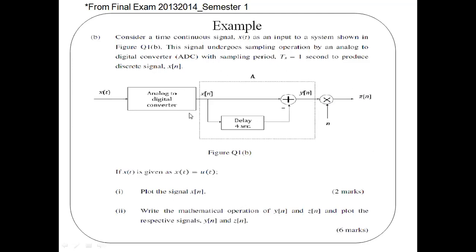Based on this question and this figure, we are given that the input xt is a step function ut, and we need to sketch what xn should be. That is the first question. The second one is that we need to write the mathematical operation of yn and of zn, and plot both functions. So let's have a look at the solution for this example.